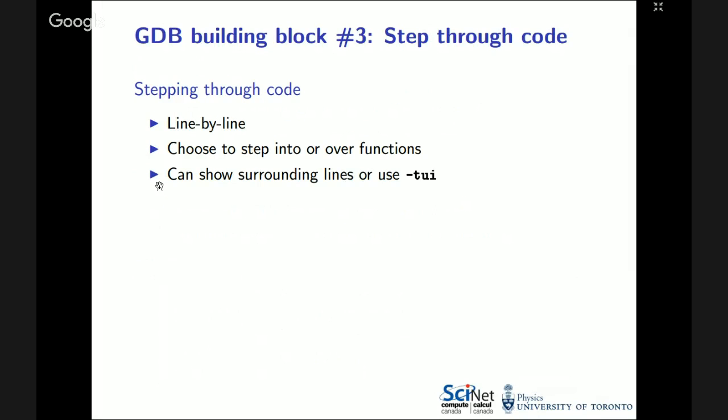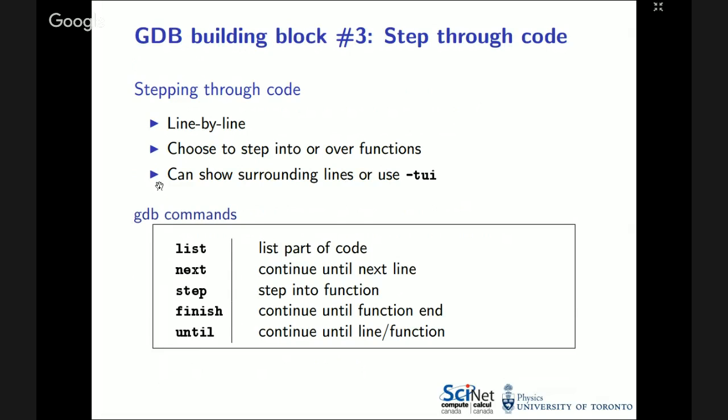I think we mentioned this, but you can execute line by line by typing step. You can go into the functions themselves, and if you use the -tui option, it will allow you to see lines up and down from the current line. It will show you a neighborhood of lines surrounding the current one. These are other useful commands that were in the summary, I think.